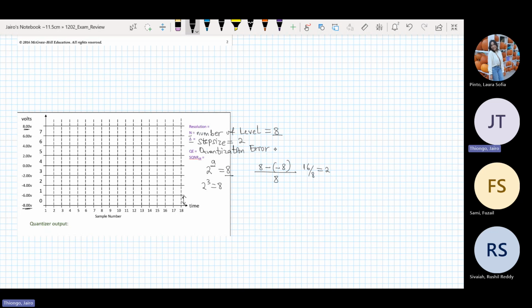Delta, the quantization error. For the quantization error, we just divide the step size by 2. You don't have to go into the whys and the whatnots. As I said, if you go further in communications, you're going to learn why that is the case. So 2 divided by 2, and the quantization error becomes 1.